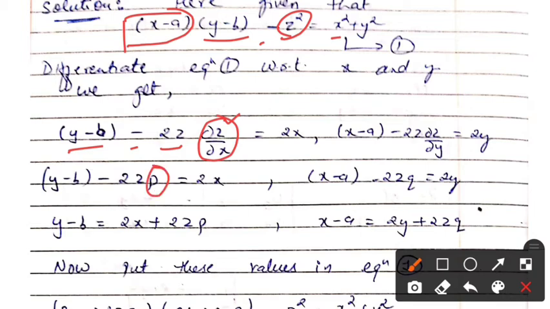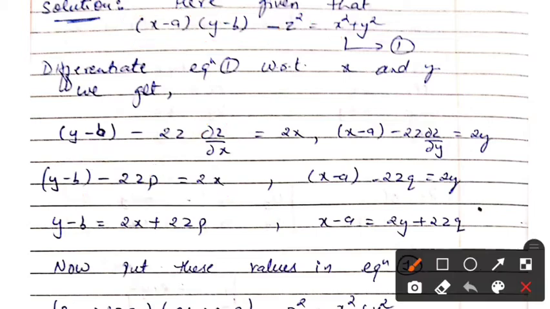Now since again I want the value of a and b, I will take this term on one side and the rest on the other. So I get y minus b equal to 2x plus 2zp. Similarly, now I will differentiate equation 1 with respect to y.